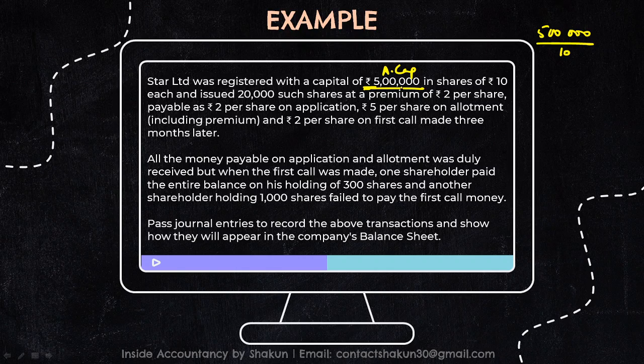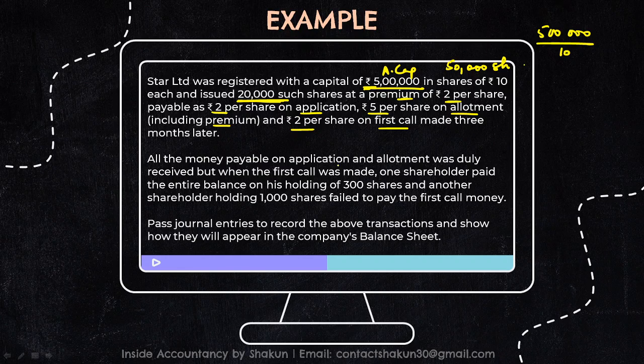So authorized capital is 5 lakh in shares of 10 each, and issued 20,000 such shares. Now the total number of shares authorized was 50,000 shares, and the number of shares issued was 20,000 at a premium of 2 per share. Then payable is 2 per share on application, 5 per share on allotment, which also includes the premium, and 2 per share on first call, which is made 3 months later. Nothing has been mentioned about the second call and the final call. Probably that's not made yet.